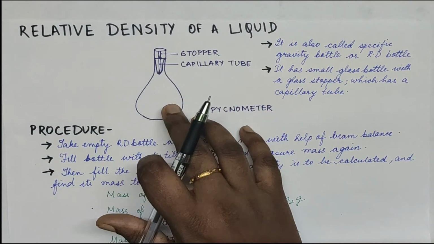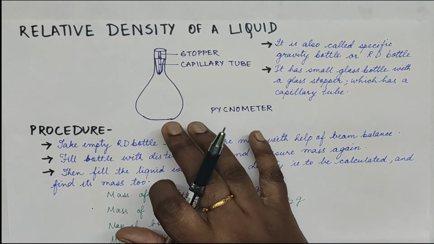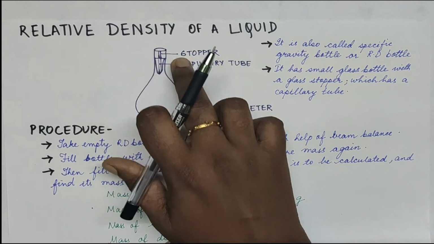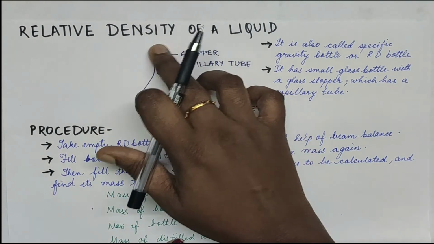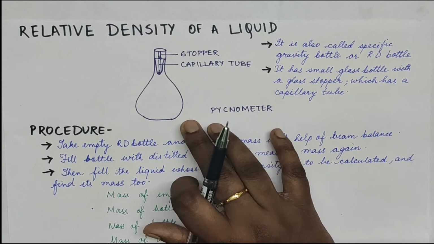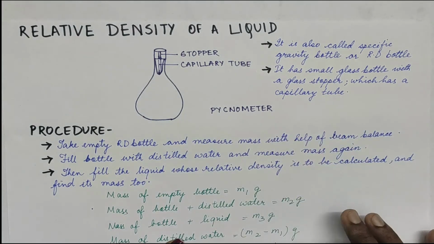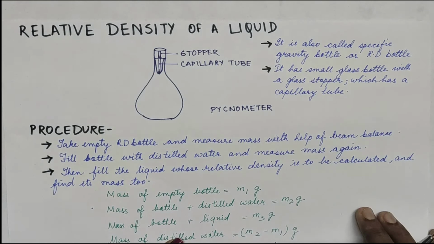When I put the liquid in and put in this stopper, the extra liquid whose density we are going to find will ooze out, and then we can dry the outer part and weigh this bottle, find out the mass and volume, and ultimately go on to find the density.